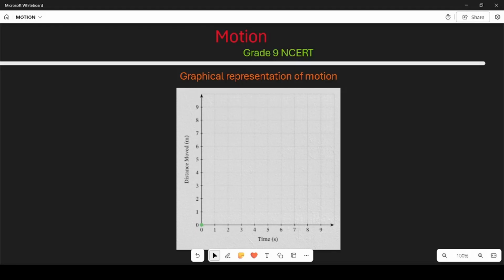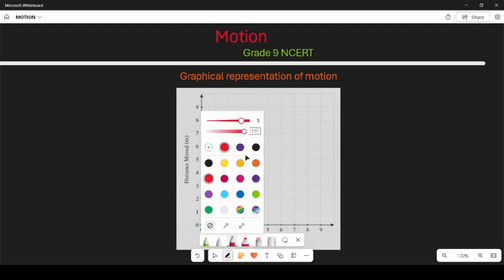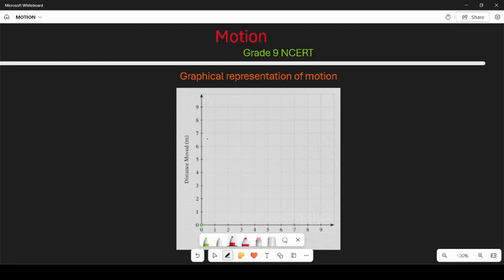So first we need to know the basics of distance time graphs, which we'll be starting with. I will use a red color pen for marking. Now I will show you how it looks when an object is at rest.